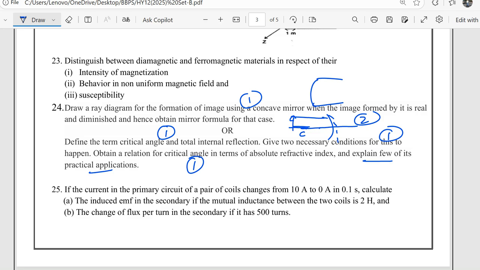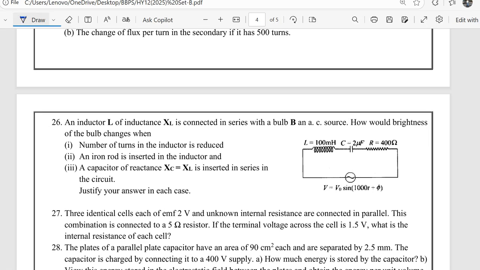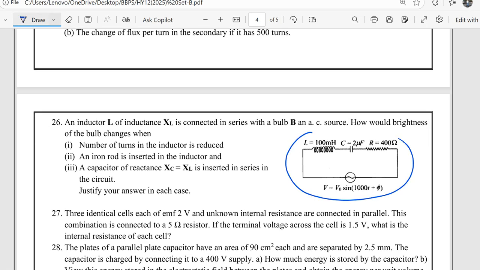Then 25th same. Yeah, 26th different, and the figure is given just to confuse you. No use of the figure. So the number of turns in the inductor is reduced. So the inductor has self inductance mu naught n square A l. So when n is reduced, L will be reduced. L is reduced, impedance will be reduced, meaning opposition is reduced, so current will be increased. So brightness of the bulb will increase.